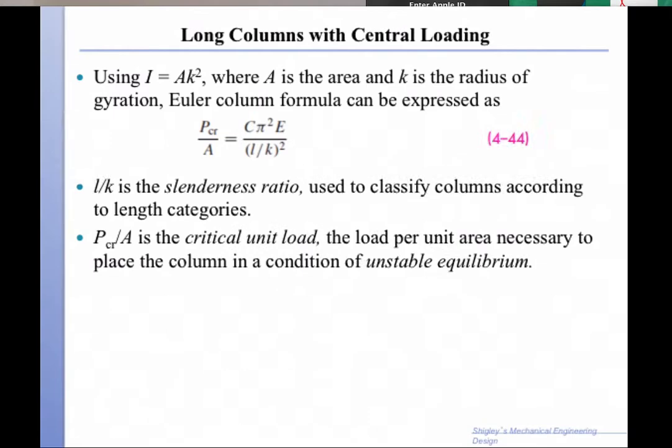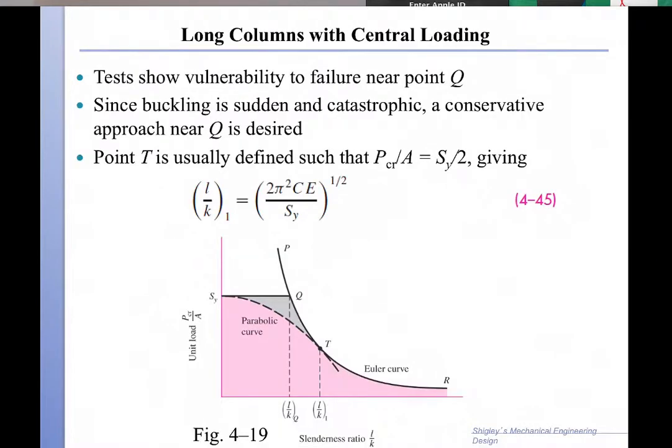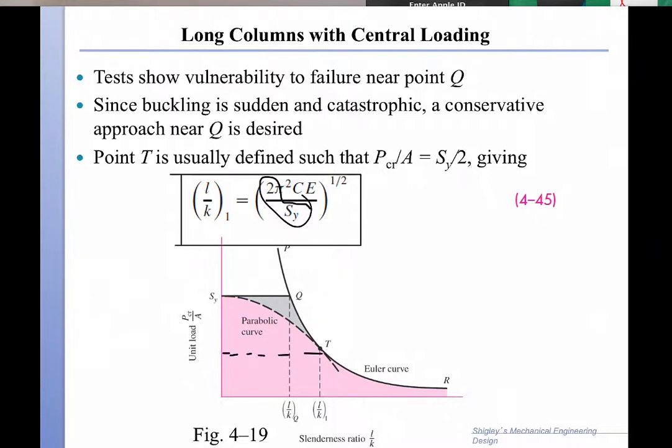Here we just defined the critical stress with the parabolic curve for points T and Q, and L over K sub 1 and L over K sub Q. So we define all of that, and then we can find from just the coordinates that the value of L over K sub 1 is equal to this value here, the square root of 2 pi squared CE over S yield, from equating half of the yield point, S yield over 2, to the value of sigma crit. So this is the equality.